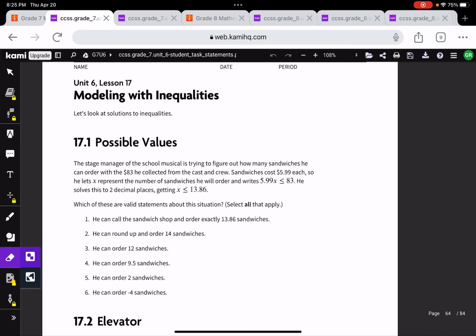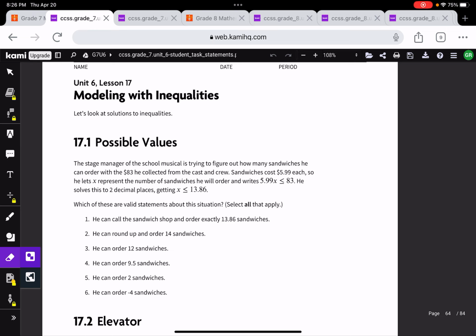So, which ones of those do you think are correct? If you've ever seen anyone order 13.86 or 2.86 or 5.86, please send me an email right now and tell me about that story, because that would be weird. I don't think that's ever happened. So number one doesn't make sense. He can round up and order 14 sandwiches. Not according to this situation. Yes, if he had some extra money, but he doesn't. He has $83. So technically, he can't round up.